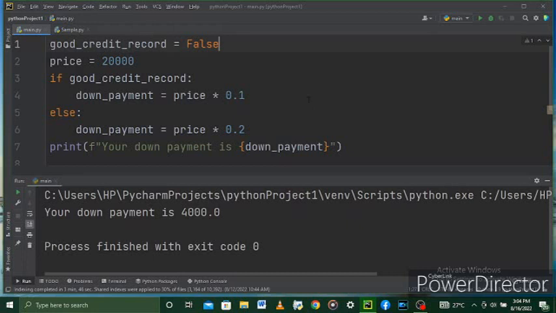Like you've seen here, the first example we did, we had the if, we had the elif, then we had the else statement. Okay, so here also we only have just the if and the else statement. So that is how you make decisions using the if statement in Python.